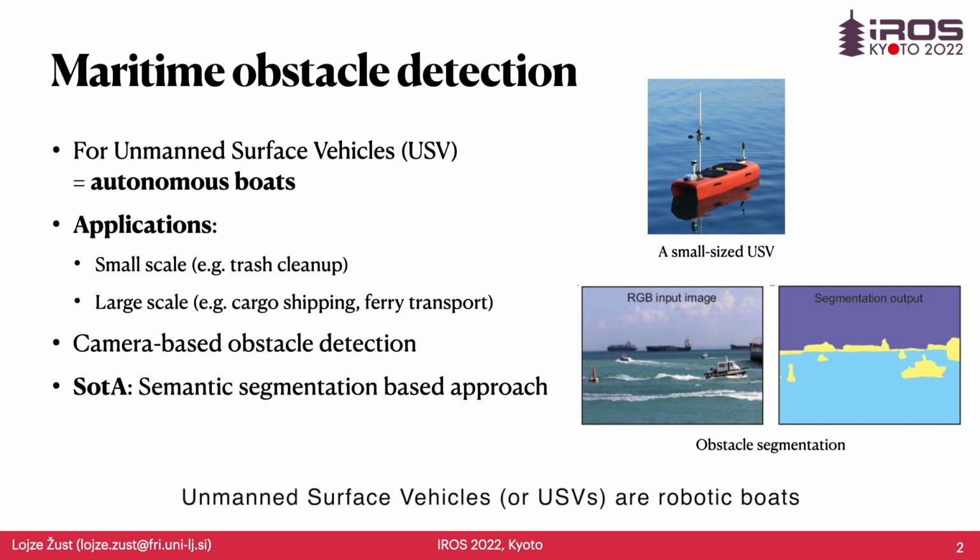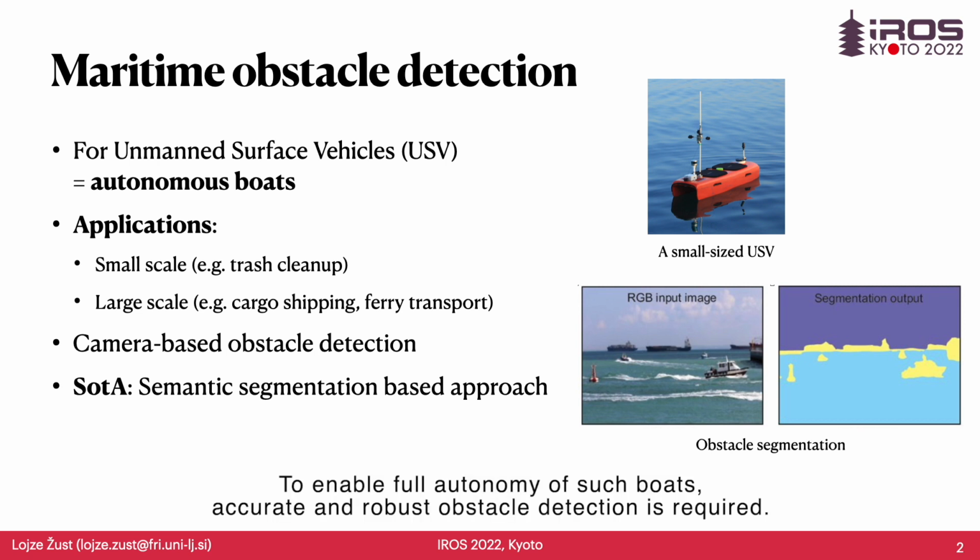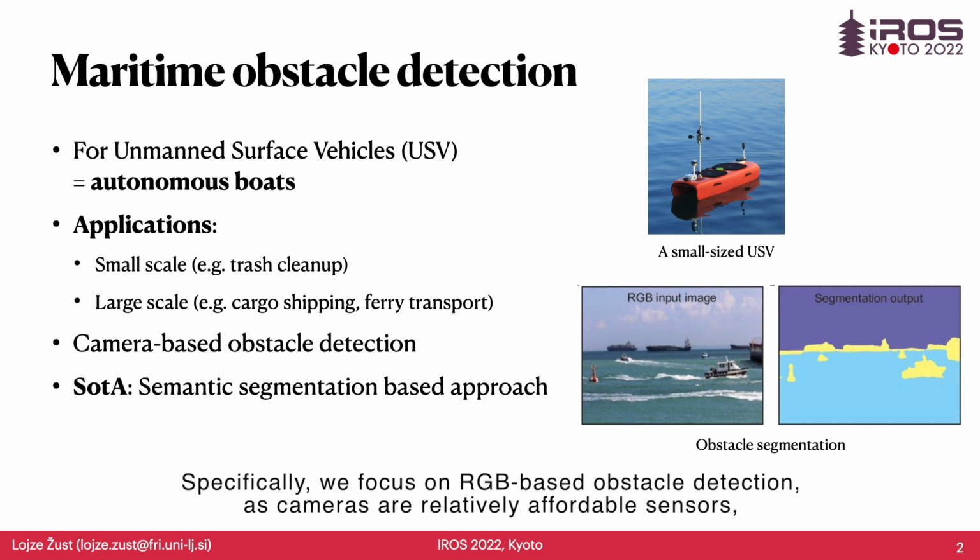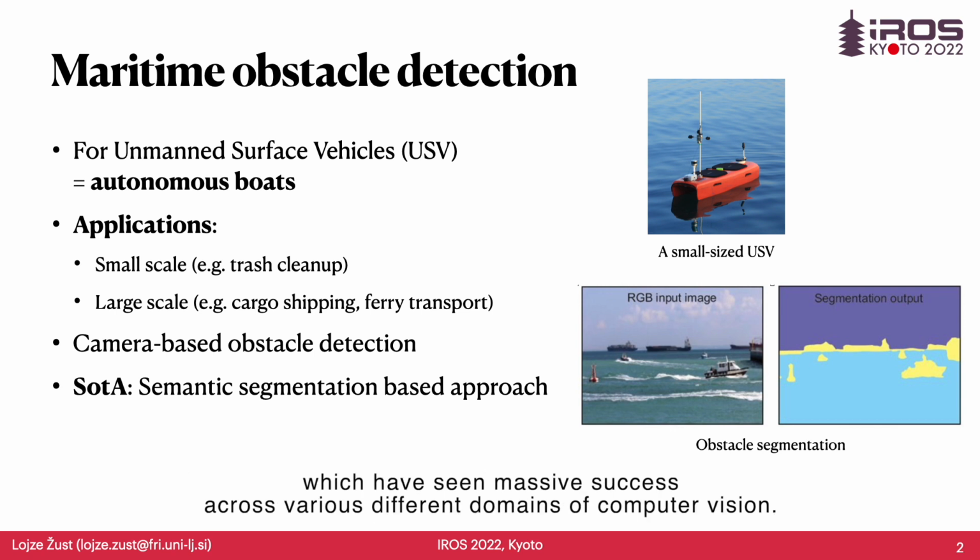Unmanned surface vehicles, or USVs, are robotic boats which have many potential applications, ranging from small scale, such as automated trash cleanup, to large scale, such as ferry transport and cargo shipping. To enable full autonomy of such boats, accurate and robust obstacle detection is required. Specifically, we focus on RGB-based obstacle detection, as cameras are relatively affordable sensors which have seen massive success across various different domains of computer vision.